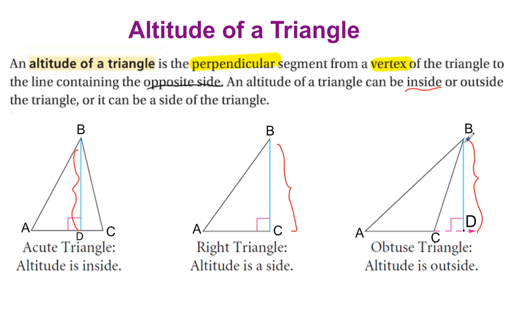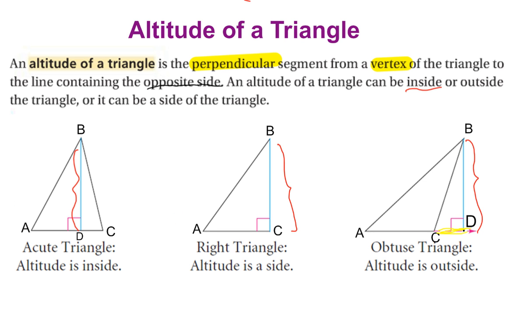In order to drop an altitude, because remember an altitude is a perpendicular segment from a vertex. Here's my vertex B. In order for me to draw a line perpendicular to AC, I had to extend AC to point D. One thing to note that's very important is this piece, CD, that is not part of my triangle. That is not part of triangle ABC. That is an extension of line segment AC.